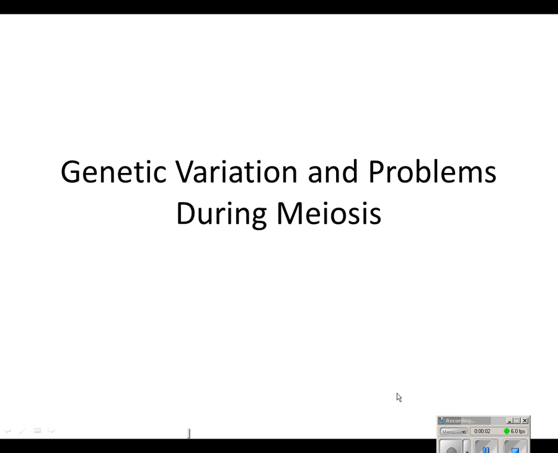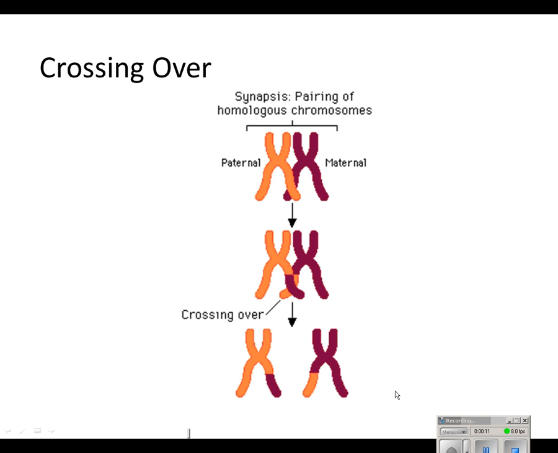You've learned about gametogenesis and the process of meiosis that forms those gametes. Let's talk about genetic variation and problems that are associated with meiosis. The first thing we talked about was crossing over, and this happens during prophase 1 of meiosis.